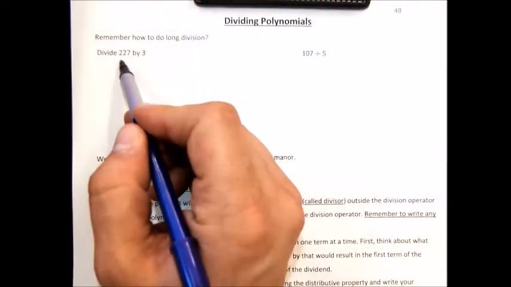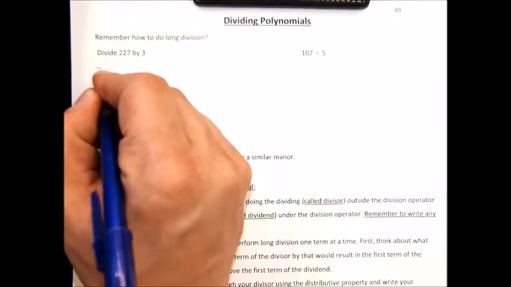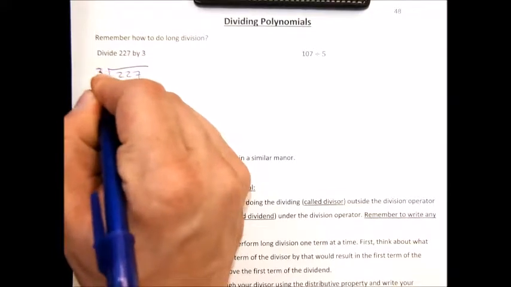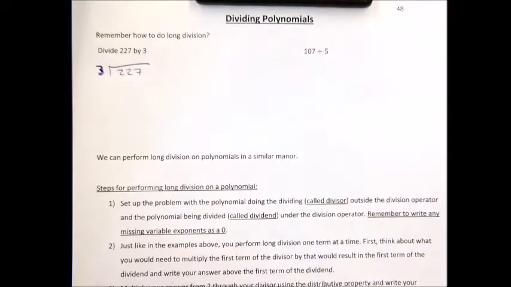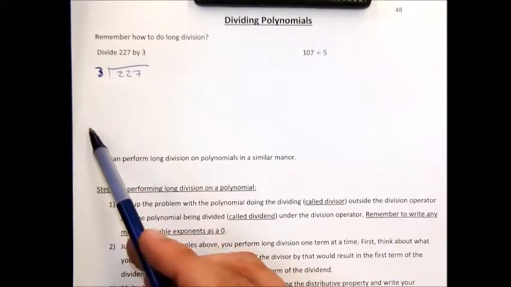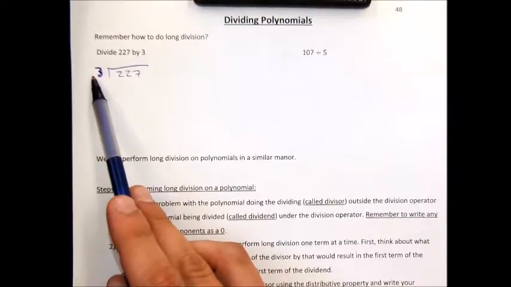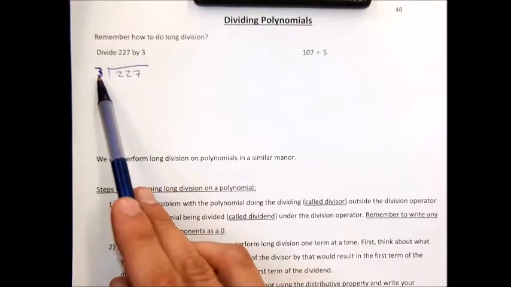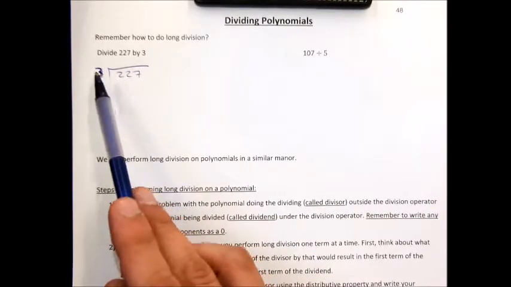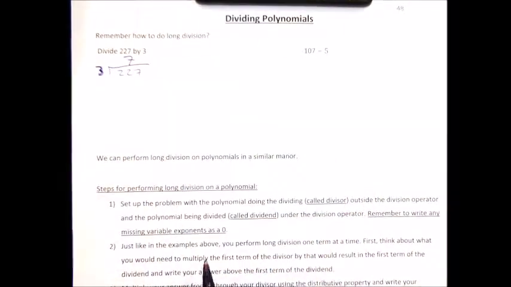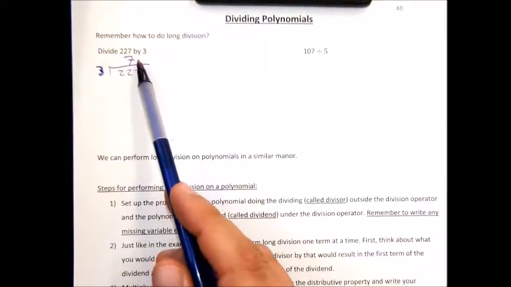If we want to divide 227 by 3, you set it up like this. You put the 227 underneath the division sign and the 3 on the outside. The way you think about these problems is the number on the outside going into the number on the inside. So how many times does 3 go into 2? Well, 2 is less than 3, so we add the second number. How many times does 3 go into 22? That happens 7 times, so you put a 7 on top.